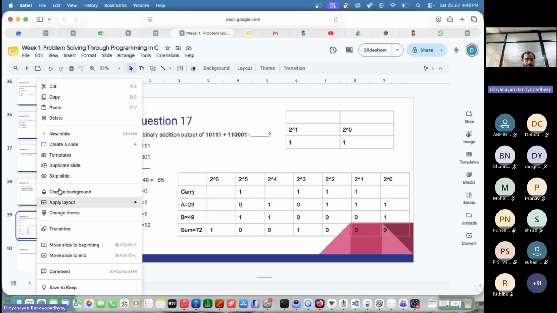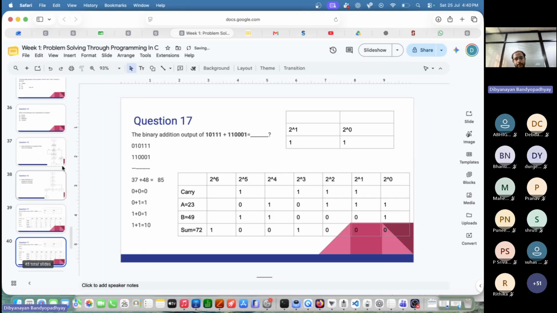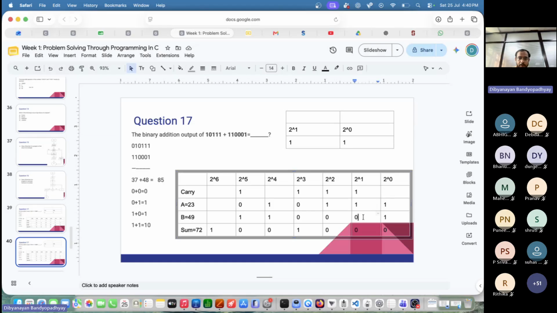For example, let me clarify, duplicate it. Okay, so for example, let's say the number is this.